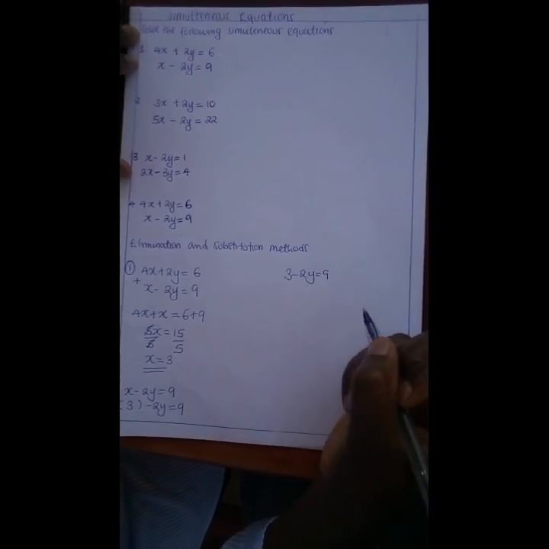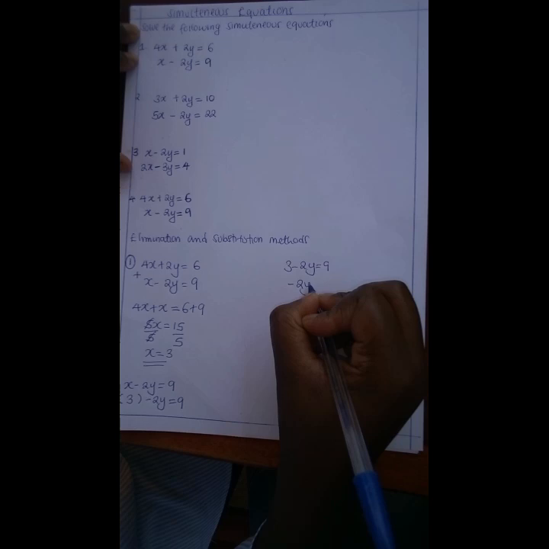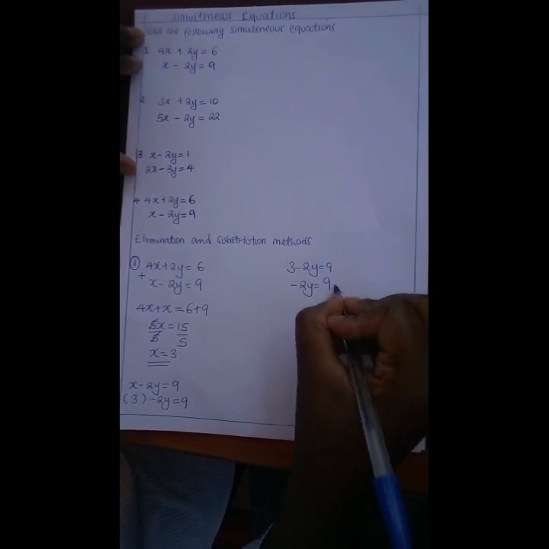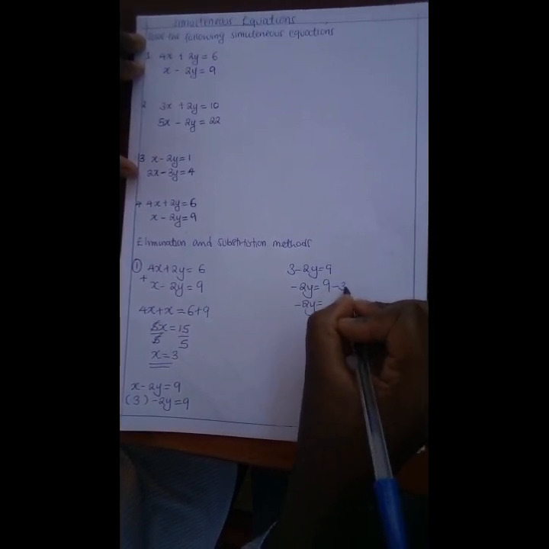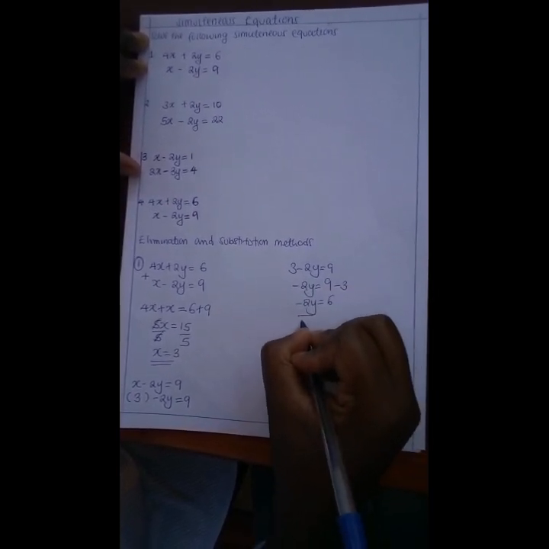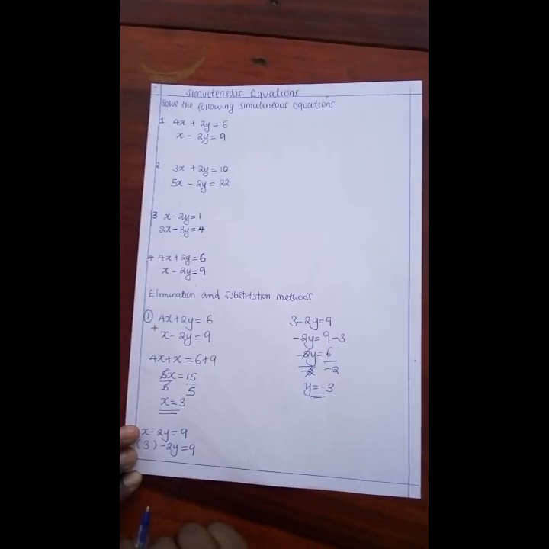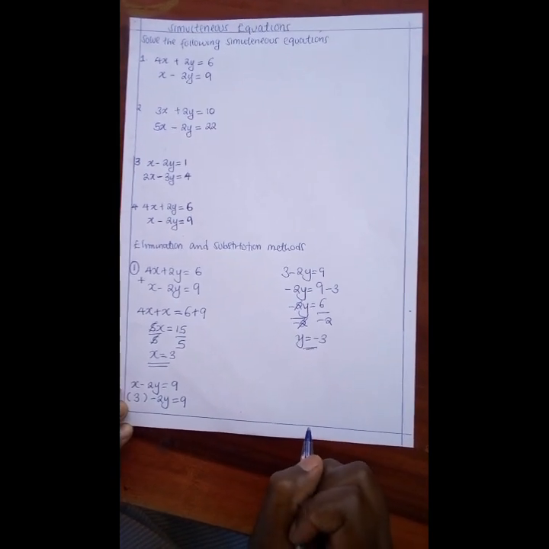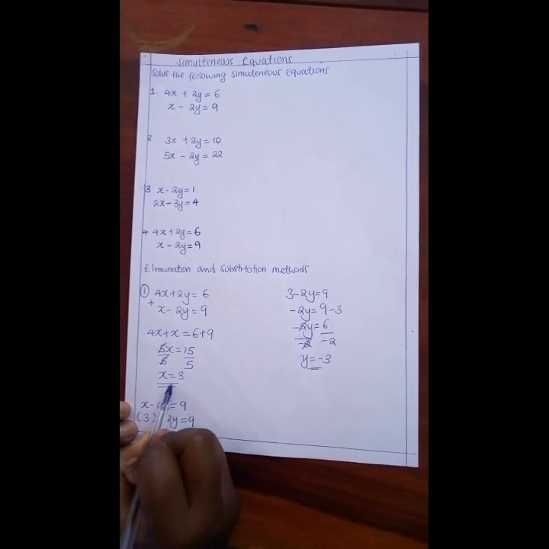Okay, so let's group the like terms together. So it will be negative 2y is equal to 9 minus 3. This 3 here is positive, when it crosses there, it will be negative. So negative 2y is equal to 6. Then you divide by the coefficient on both sides of the equation. Cancel there. Okay, so we found the values of the variables. y is negative 3 and x is positive 3.